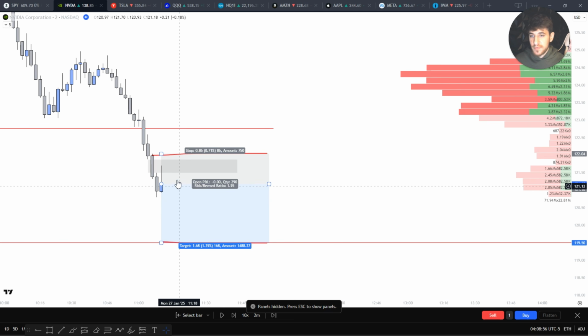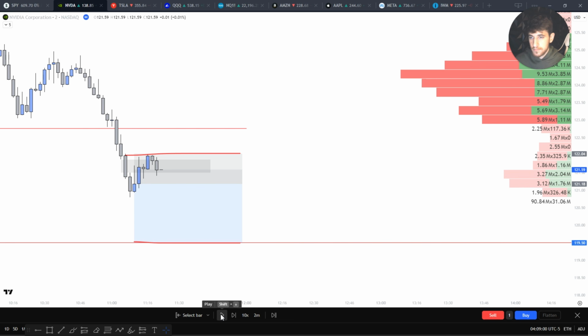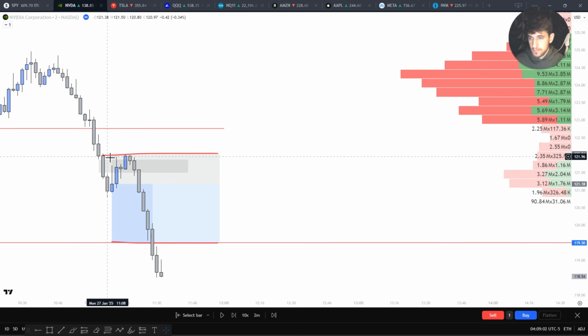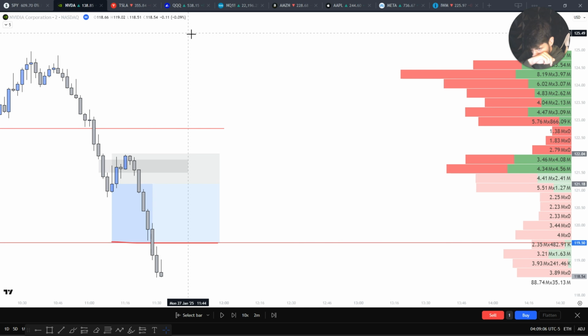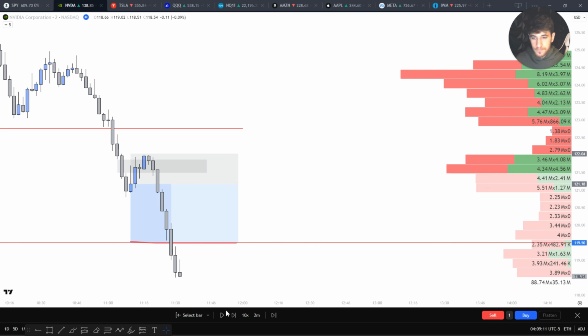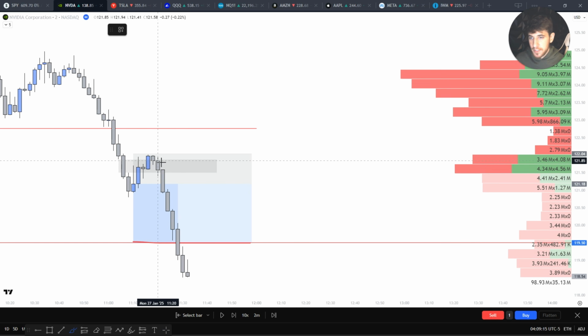So let's go ahead and see what happens on this trade. If you guys take a look right here, the stop loss comes really close to hitting, but we don't end up hitting that stop loss. Price comes very close to it and makes a move down to that low right here.